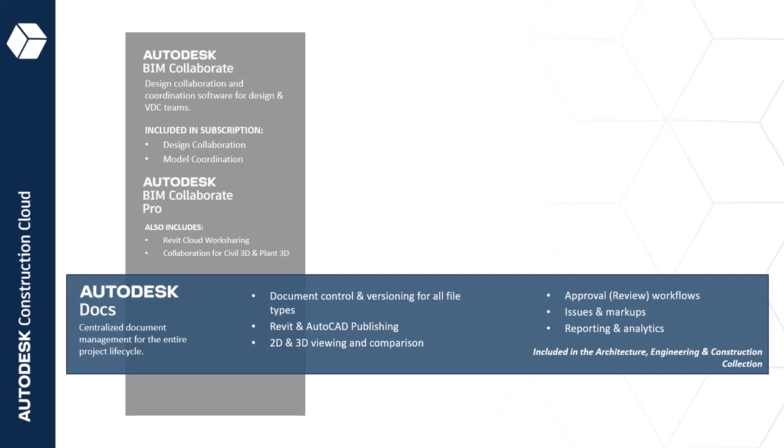Then building on top of this, we have Autodesk BIM Collaborate and BIM Collaborate Pro, previously known as BIM 360 Glue or BIM 360 Design. Now, BIM Collaborate Pro, again, as the name suggests, is really all about design collaboration and coordination for your design and virtual design and construction teams. If you have a look at Autodesk BIM Collaborate Pro, it includes design collaboration in that subscription entitlement, as well as model coordination. And then the Pro builds on top of what you already have in Collaborate, and it also includes your Revit Cloud work sharing, as well as collaboration for Civil 3D and Plant 3D. I won't be going into a lot of detail around collaboration for Civil 3D and Plant 3D today, but we'll mostly look at the Revit Cloud work sharing.